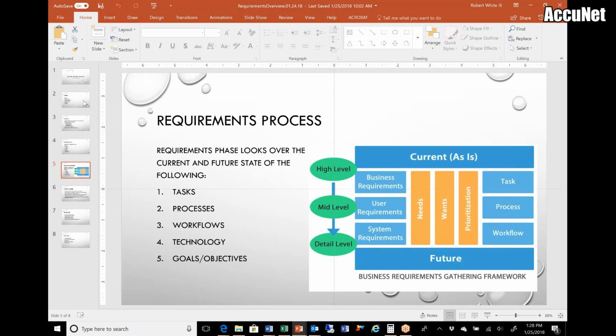Along with processes, tasks, workflows and technology, we also want to look at the left side of this graphic, which has more specific items, which are business requirements. Why are we doing this process? What are we doing with this process, and what data are we capturing? Another might be user requirements. Okay, a user could be somebody within the organization. We can also have a user external to the system or organization.